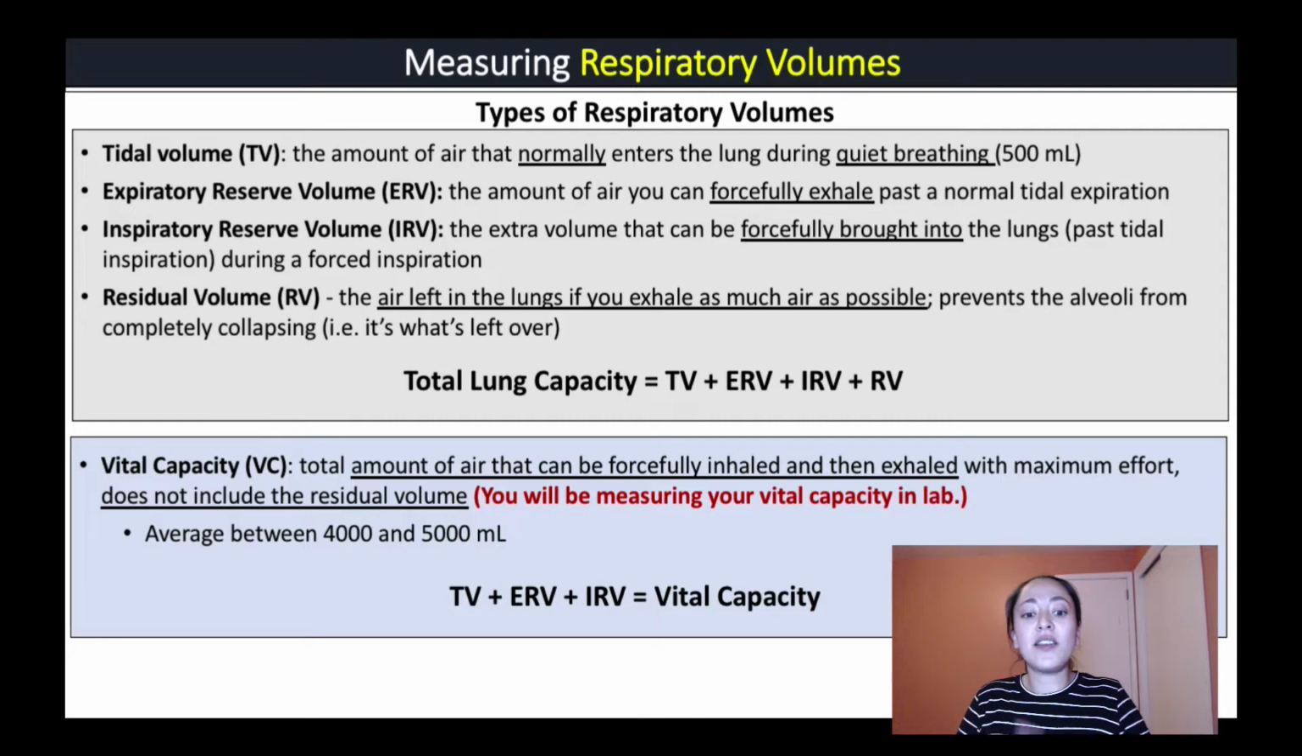The vital capacity, therefore, is equal to the tidal volume plus the expiratory reserve volume plus the inspiratory reserve volume, but it does not include that residual volume that's left within your lungs.